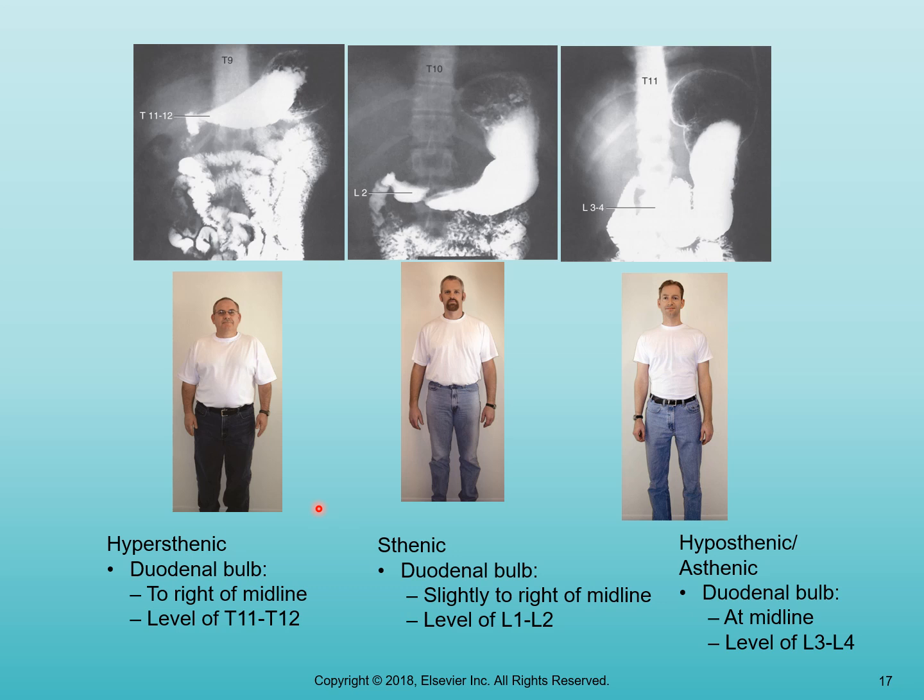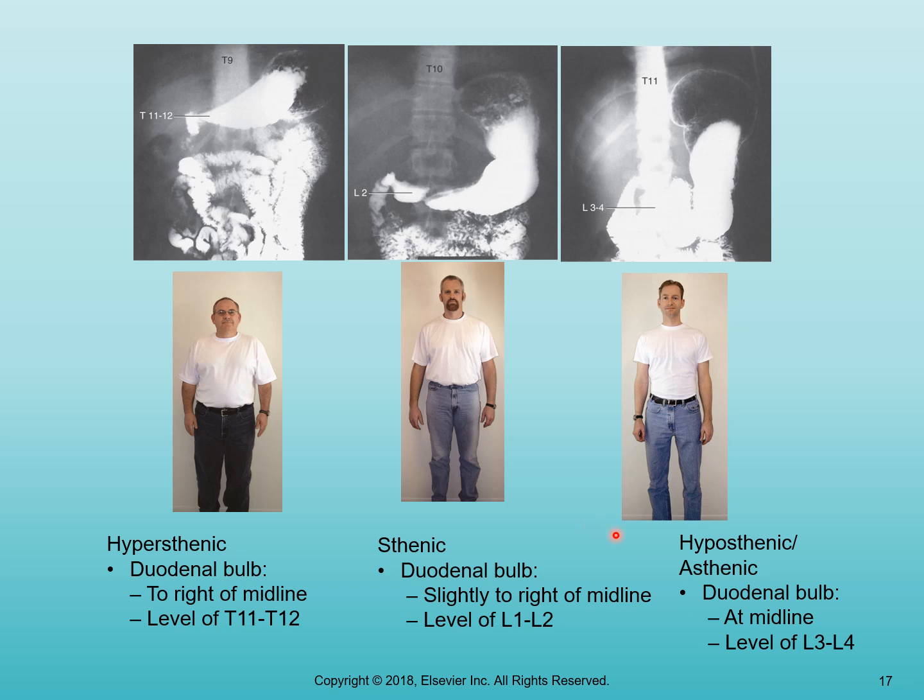So in that particular patient in 12.39, a hypersthenic body type, they have broad shoulders and hips, typically a short torso, and the abdominal cavity is widest at the upper margin, meaning at the top near the diaphragm. The duodenal bulb on that patient is to the right of midline, about the level of T11, T12, because again, the stomach sits more horizontal. On a sthenic patient, the duodenal bulb is slightly to the right of midline at the level of L1, L2.